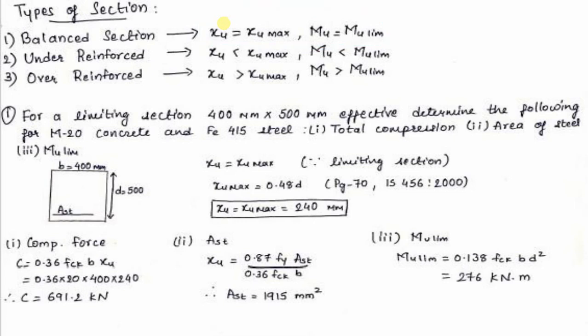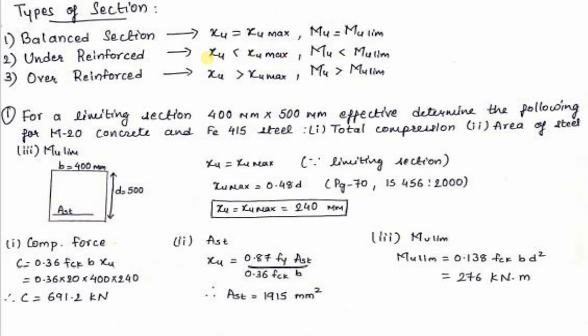And for an under reinforced section, Xu will be less than Xu max, whereas Mu will be less than Mu lim. And lastly, for an over reinforced section, Xu will be greater than Xu max and Mu will be greater than Mu lim. Clear? So we'll be starting with our first example.